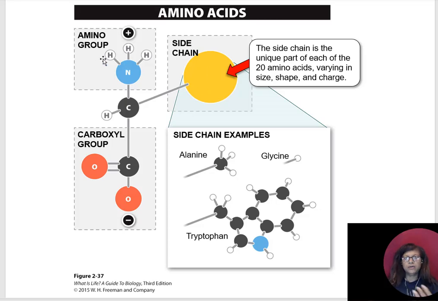So the amino group is always the same. The carboxyl group is always the same. It's the side chain that's changing in order to make a different amino acid.